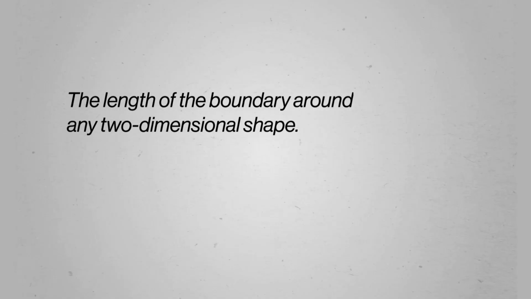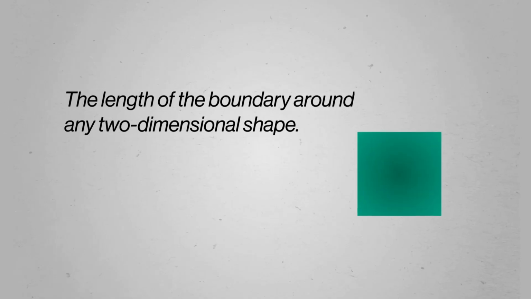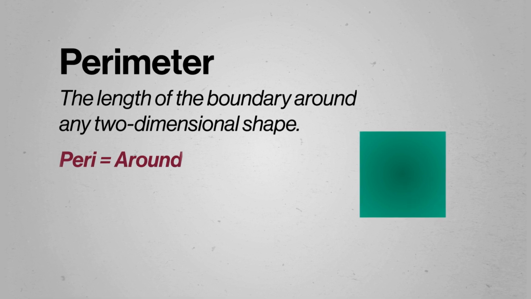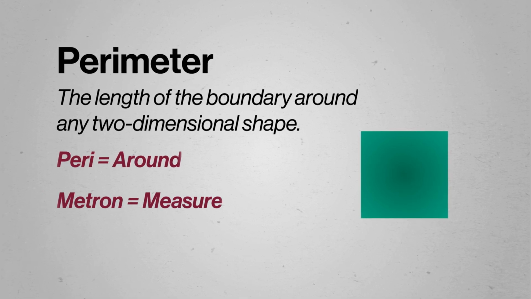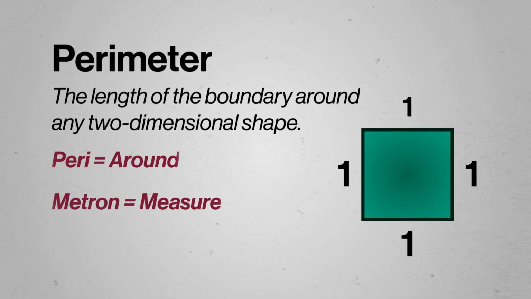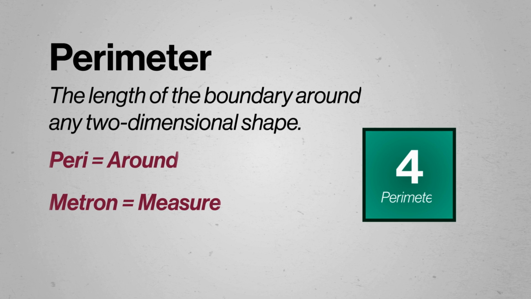The length of the boundary around any two-dimensional shape is called the perimeter. The word comes from the Greek word peri, meaning around, and metron, which means measure. So literally, if we measure around any two-dimensional shape and add up our measurements, we get the perimeter. But like we said at the start, sometimes those measurements aren't easy to find.